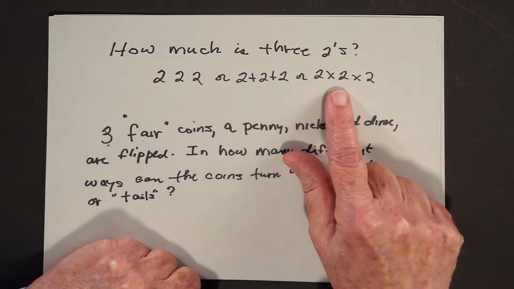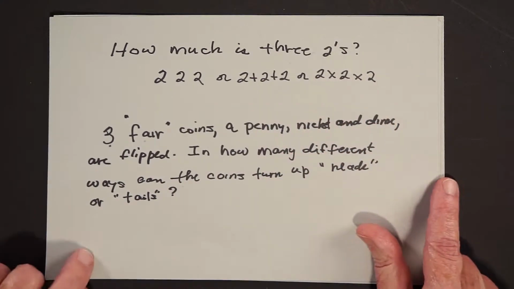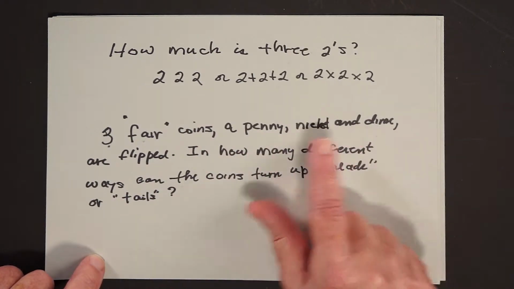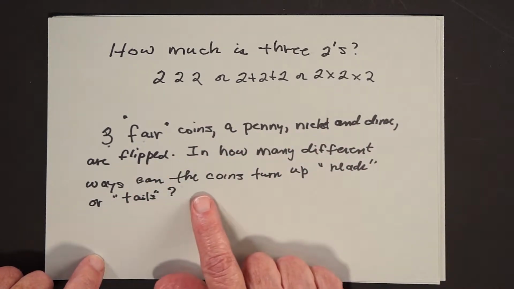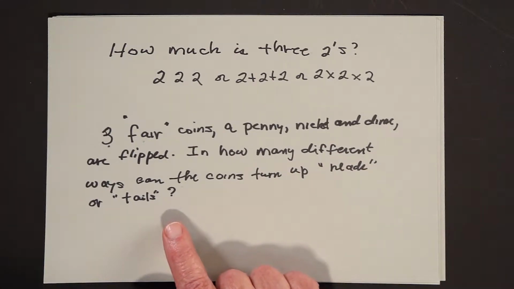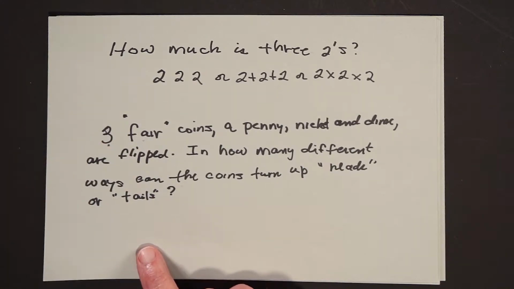And I'm going to give you an illustration of when you would be multiplying 2 by 2 by 2. Let's suppose you have 3 "fair" coins, a penny, a nickel, and a dime, and they're flipped. In how many different ways can the coins turn up heads or tails? And you may have noticed that I put the word fair in quotation marks here. A fair coin means that it's equally likely that the coin will turn up heads or tails. For example, suppose each of the 3 coins had a head on both sides. Then there's only one way they can turn up. They can turn up all heads. That's the only possibility they have.